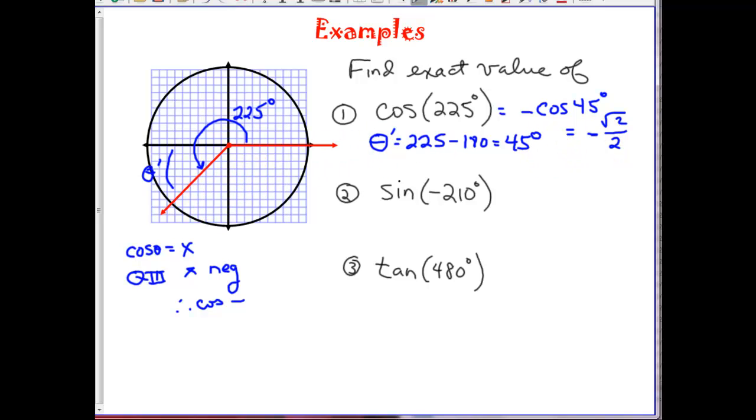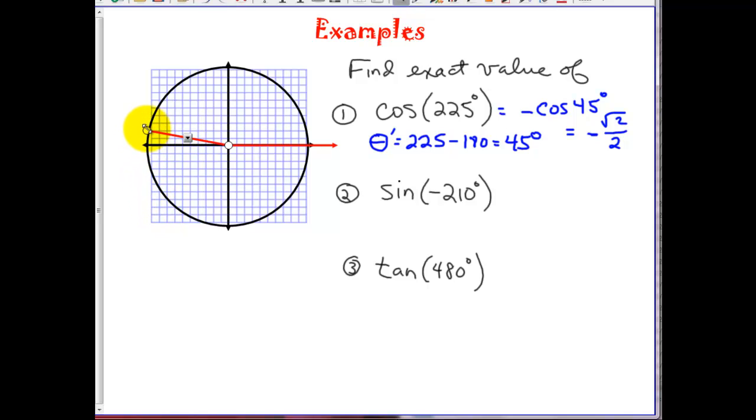Alright, so let's look at another example here. So let's look at sine of negative 210 degrees. So we need to sketch negative 210. So negative 210, this is negative 180 and about 30 more. So let's bring a line up here to approximately 210 degrees. Again, you don't have to get it exactly accurate. So this is negative 210 degrees. This would be negative 180, and we have to go 30 more, so our reference angle is 30 degrees.